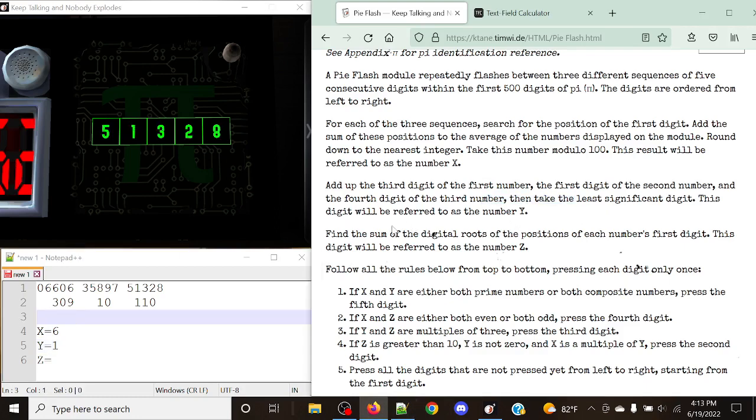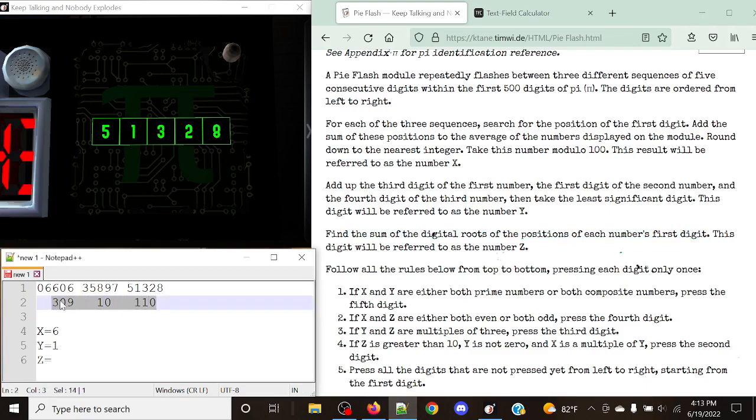And then finally for Zulu, find the sum of the digital roots of the positions of each number's first digit. So this is going to be referring to the positions again, but essentially what we're going to be doing is finding the sum of the digital roots of them. So we're going to be doing each individual digital root of each of the positions independently. The way a digital root works is you add up all the numbers together until you're left with one digit. So in this case, if we take a look, we have 3 plus 9 with this one, because 0 obviously doesn't matter.